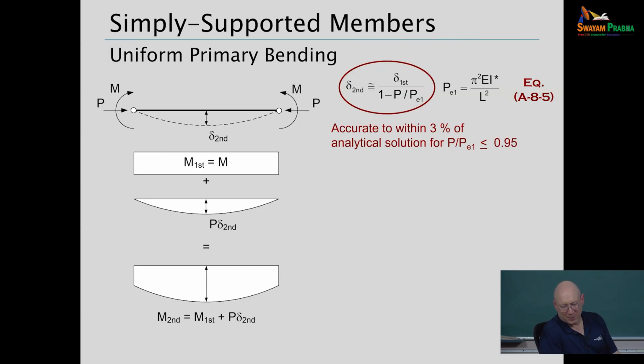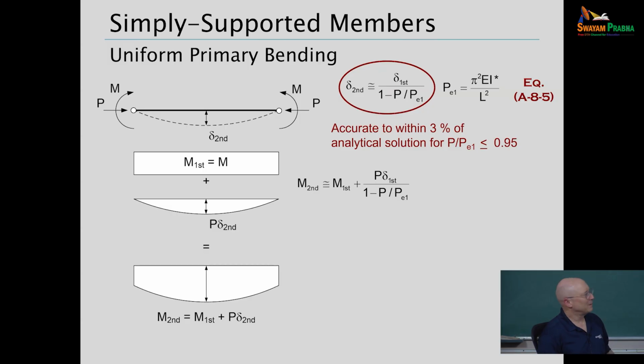If we consider even up to 95% of the Euler load, we're within 3% accuracy in this particular case, and that's a generally accurate approximation for displacements or a number of other situations as well.